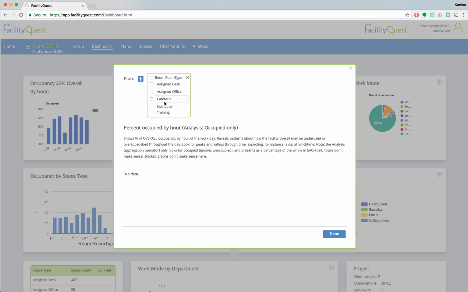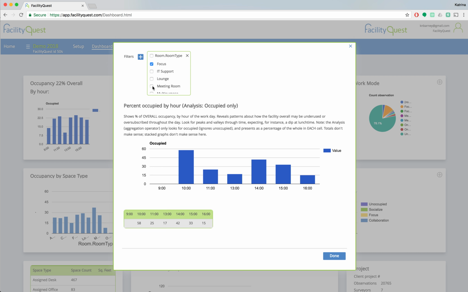Now we were just focusing upon workspaces, so perhaps let's take a look at some of the shared spaces. We have focus rooms here, showing a bit of a spike, quite a bit of a spike actually, here at 10 a.m., 58%. And so this begins to suggest that in the mornings, quite a few people are leaving their primary workspaces and going into these focus rooms in order to get either quiet work done or phone calls.